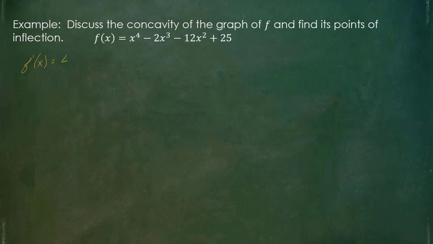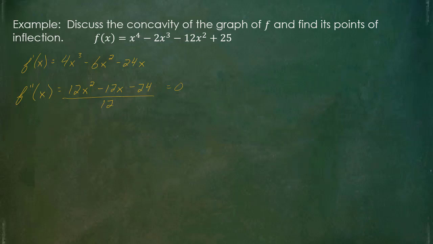For each of these power rules, 4x cubed becomes 3 times 4, or 12x squared; minus 3 times 2 would be 6x squared; 2 times 12 would be a negative 24x. And then the derivative of a constant at the end would be 0. Now let's find the second derivative by doing some more power rules. So I'd have 3 times 4, 12x squared, 6 times 2, 12x, and then minus 24 for the constant. This is what I'll want to set equal to 0. Since there are no undefined values, I don't have to worry about that.